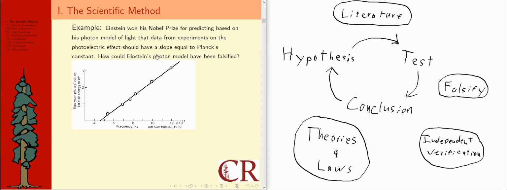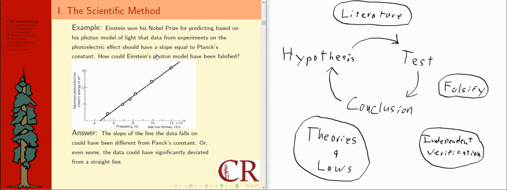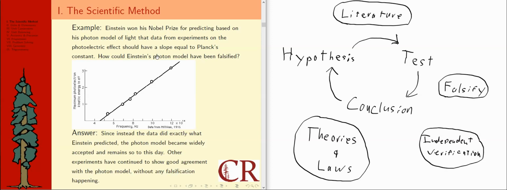So let's go ahead and check out the answer on this slide. It says the slope of the line the data falls on could have been different from, oops, I think I meant to say Planck's constant there, or even worse, the data could have significantly deviated from a straight line. Since instead the data did exactly what Einstein predicted, the photon model became widely accepted and remains so to this day. So if you've heard of it, that's why, because it hasn't been falsified since then by anything else.